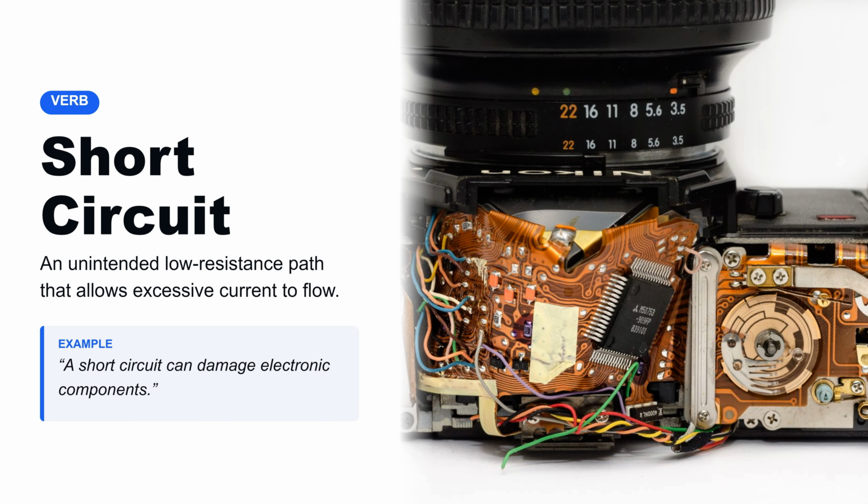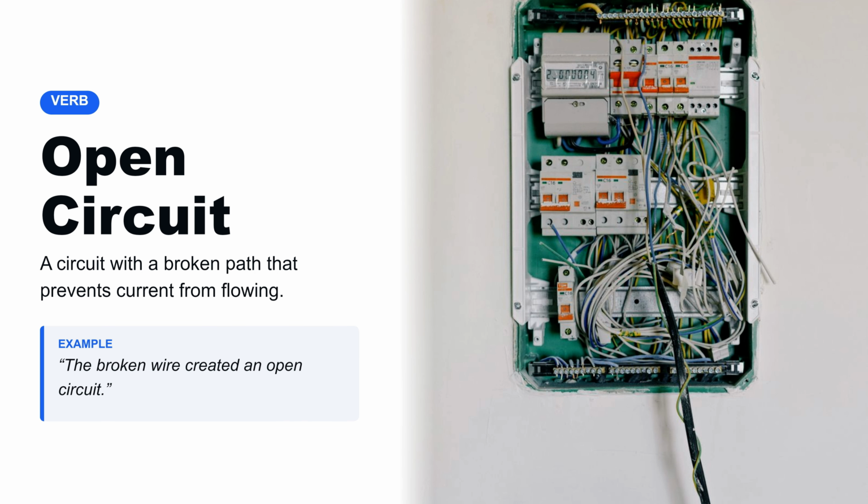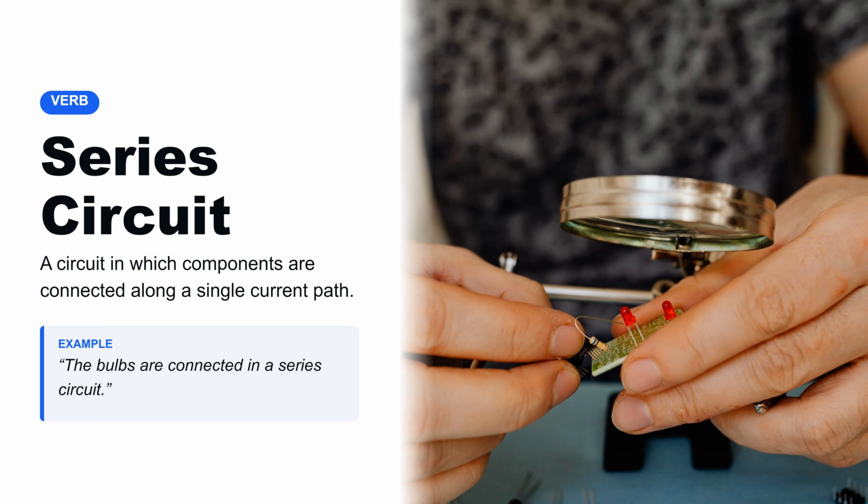Short circuit. An unintended low-resistance path that allows excessive current to flow. A short circuit can damage electronic components. Open circuit. A circuit with a broken path that prevents current from flowing. The broken wire created an open circuit. Series circuit. A circuit in which components are connected along a single current path. The bulbs are connected in a series circuit.